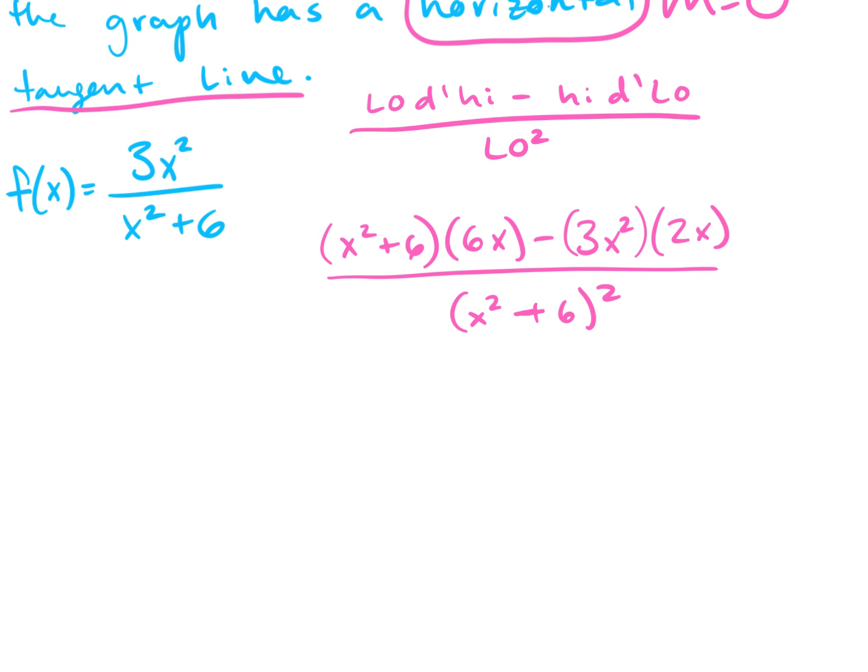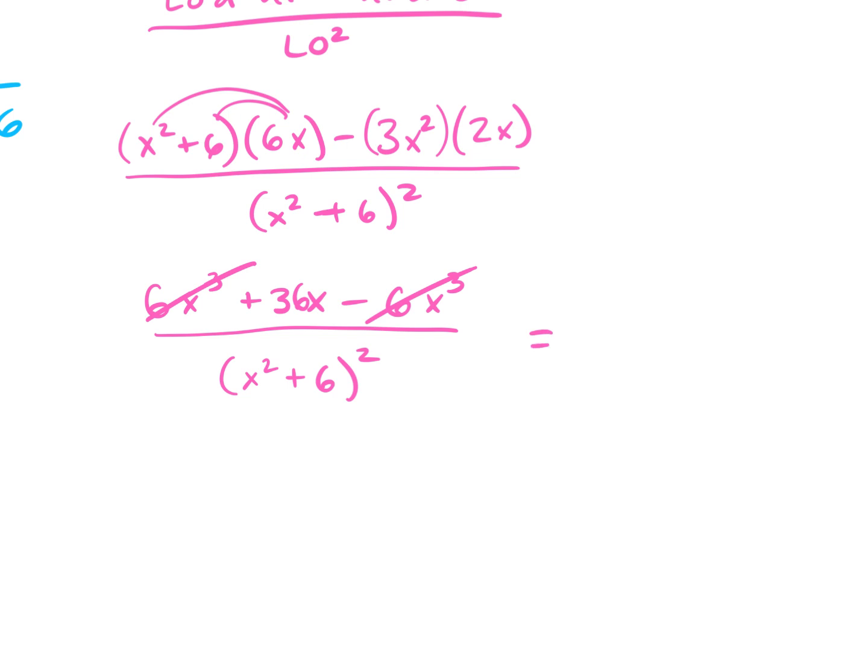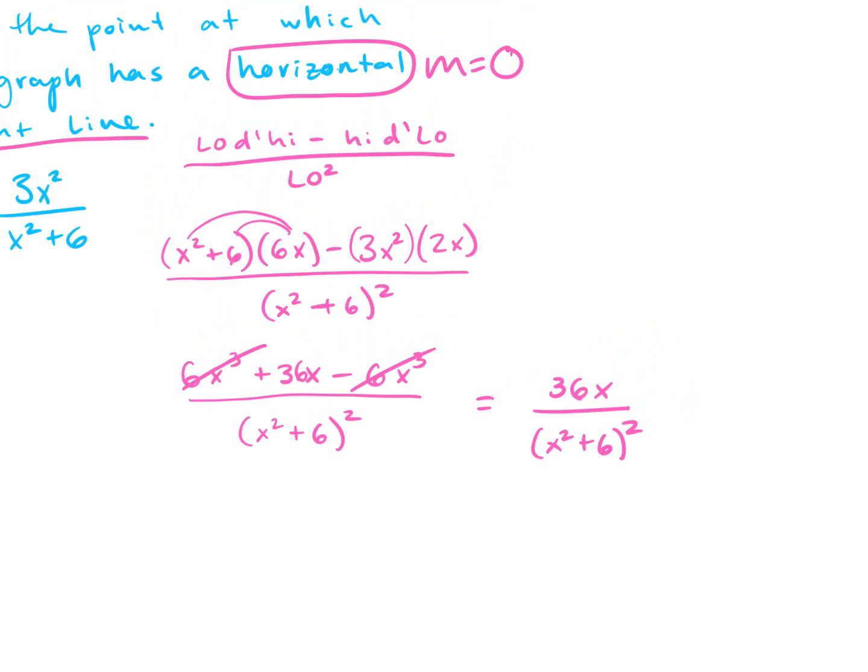Let's simplify our numerator. I'm going to distribute here. So 6x cubed plus 36x minus 6x cubed. Anything else simplify? The 6x cubes cancel. So 36x over x squared plus 6 squared. So we want to find when this equals 0.